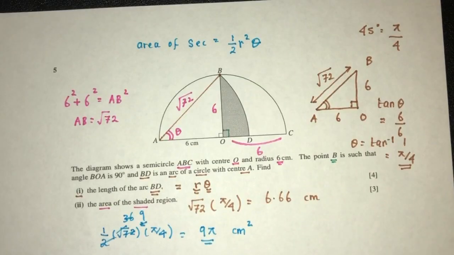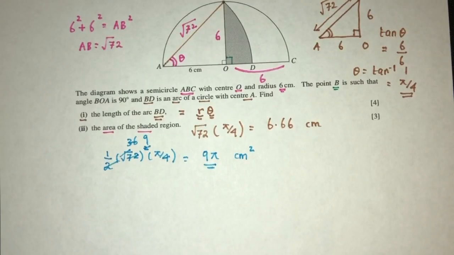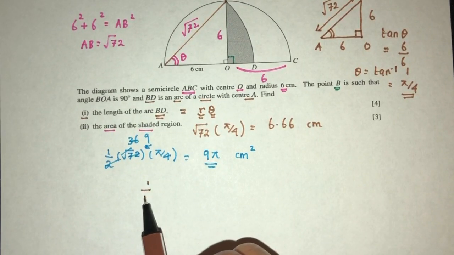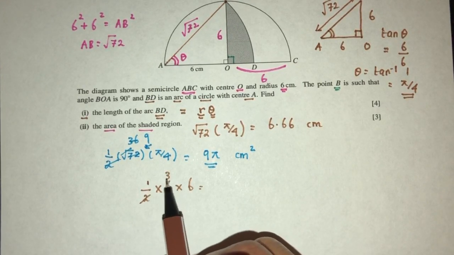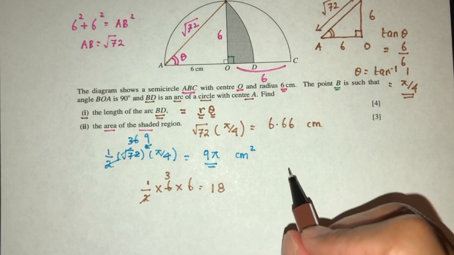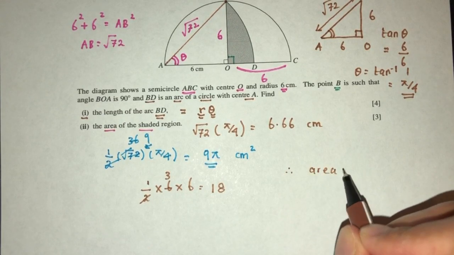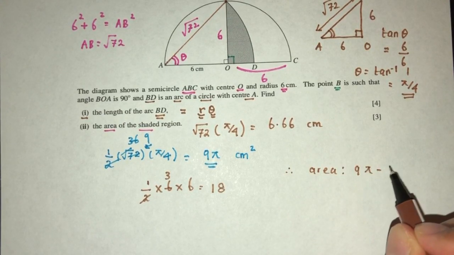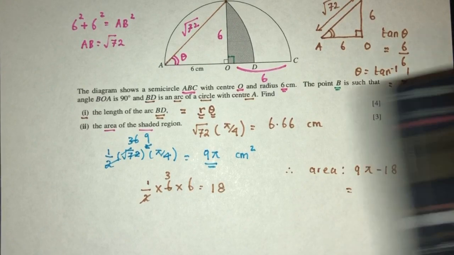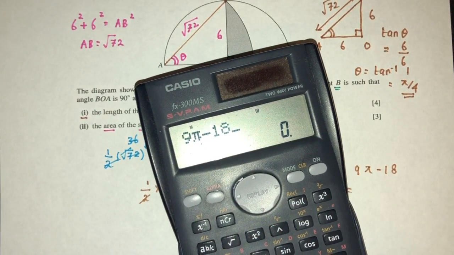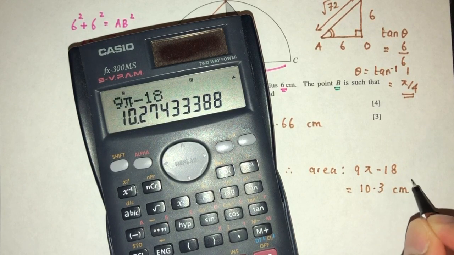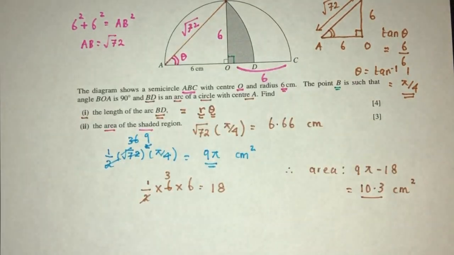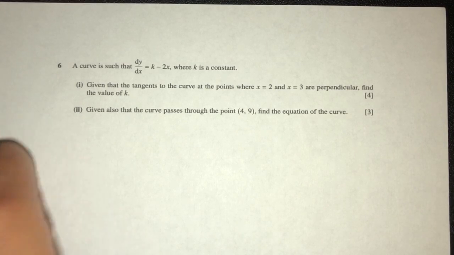Now we want to remove the area of the triangle to get this one. So pretty easy. This one is a right angle triangle. It will be half times base times height. That will be 3 times 6, that will be 18. So finally the area that we need is the whole thing minus 18. We can of course find the value for that. That will be 10.3 centimeters squared for the area, correct to 3 significant figures. Okay, so let's move on to the next question.